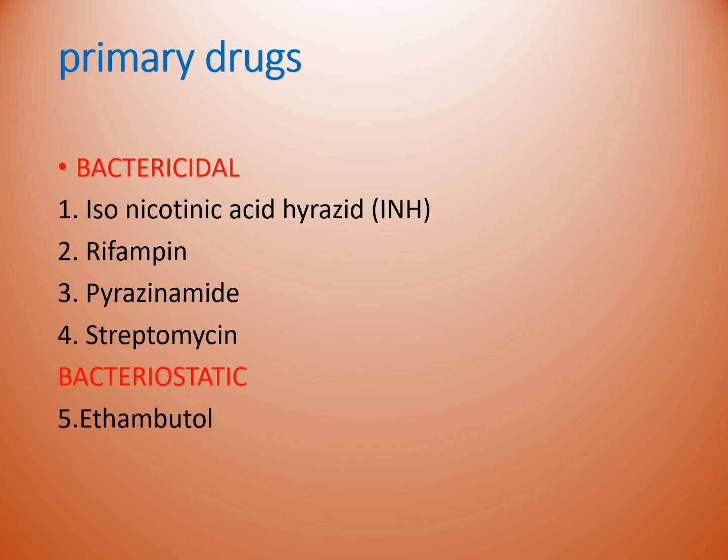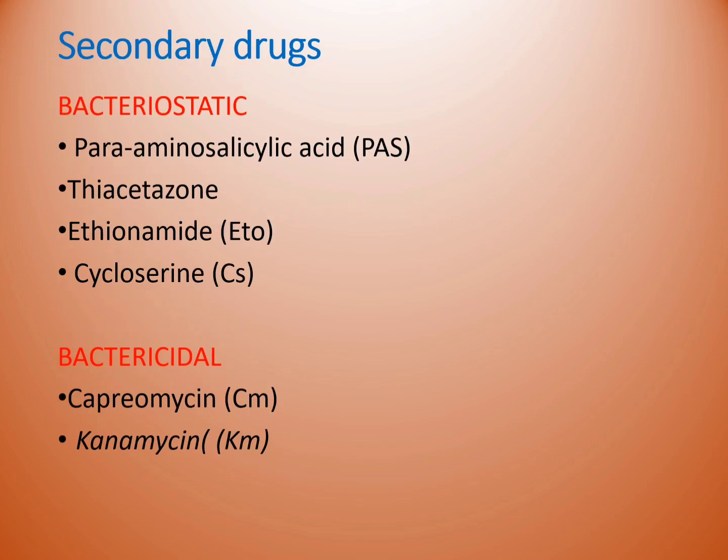Some examples for primary drugs. Bactericidal examples: isonicotinic acid hydrazide, rifampicin, pyrazinamide, streptomycin. Bacteriostatic example: ethambutol. These are the secondary drugs. Bacteriostatic examples: para-aminosalicylic acid, thiacetazone, ethionamide, cycloserine. Some examples of bactericidal secondary drugs are capreomycin and kanamycin.